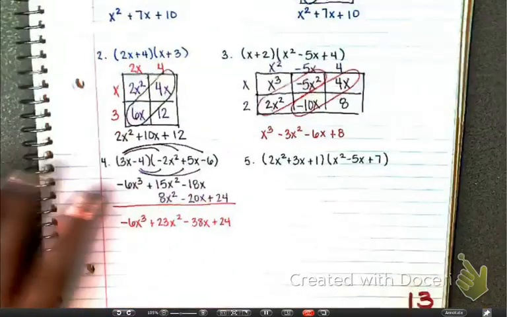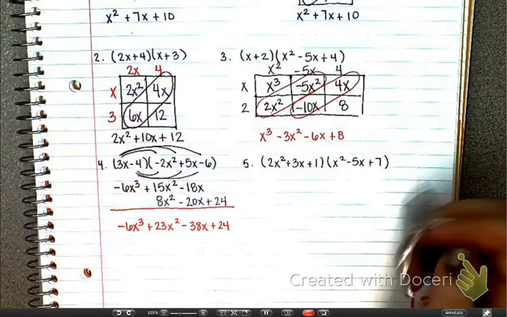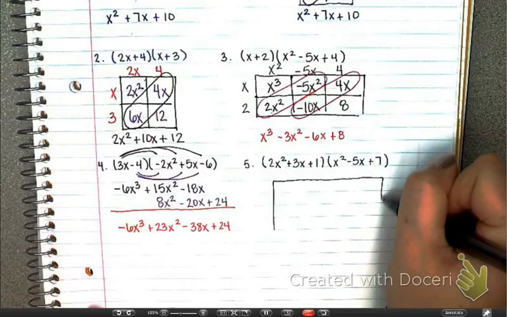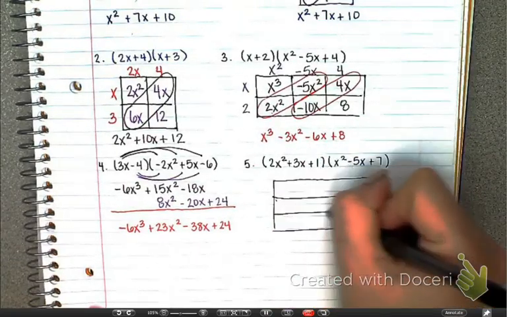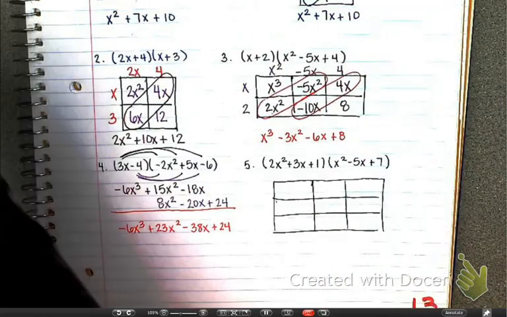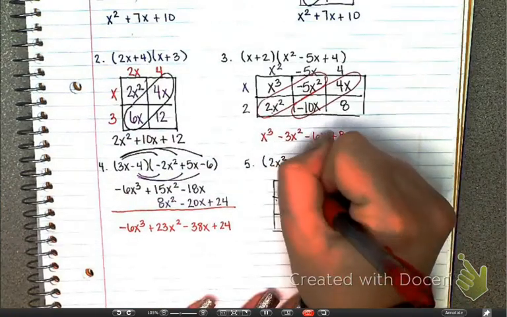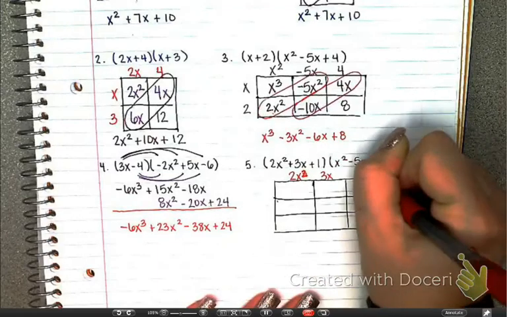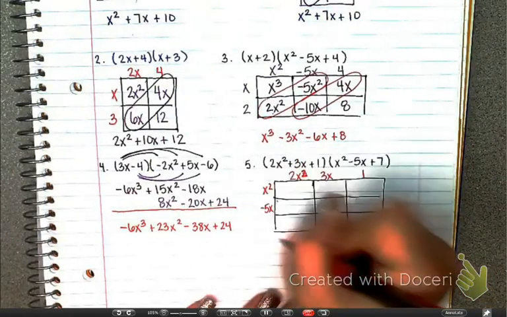This last one, again, box or distribute, it doesn't matter. If I do a box, how large is my box? 3 by 3. A 3 by 3. Okay, so this is where my box gets larger. Doesn't matter because they both have 3 terms, so I'm going to put the first one on top. 2x squared, 3x, and 1. And then I have an x squared, a minus 5x, and 7.